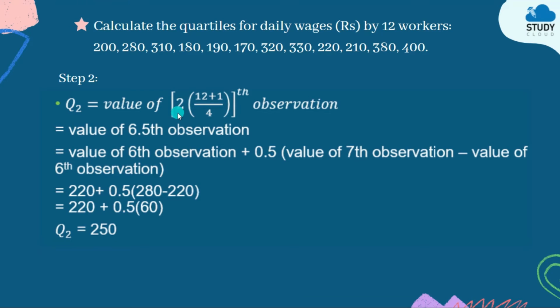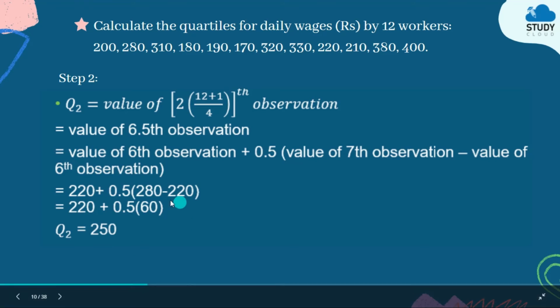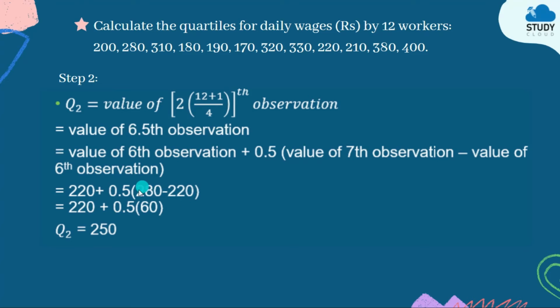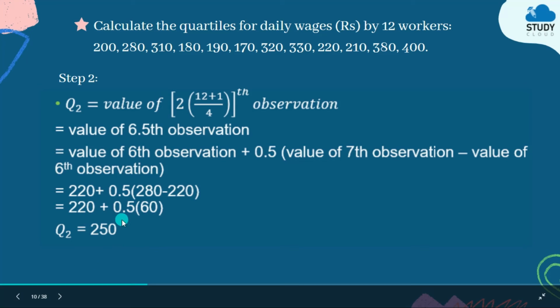In the same way we have to solve quartile 2, just one change will be there, that will be 2 will come here because it is quartile 2. So when you solve this, 2 into 12 plus 1 upon 4, you get value of 6.5th observation. So split this number into two parts, take sixth observation plus 0.5, and in bracket you write one observation ahead of sixth, that is value of seventh observation minus value of sixth observation. So from the previous slide you will get all these numbers. First you have to subtract the value in the bracket, then multiply it by 0.5, and then you have to add the number, so you get quartile 2 as 250.